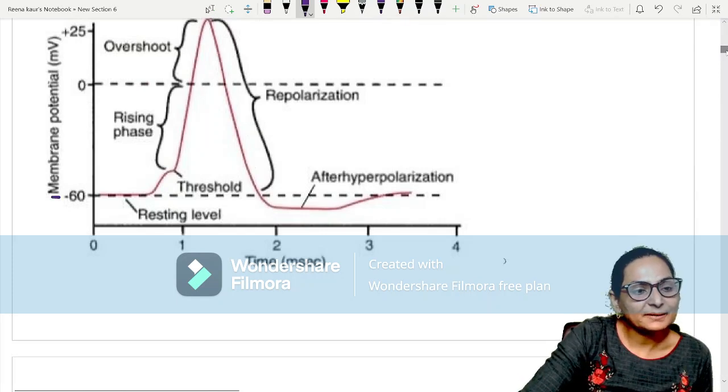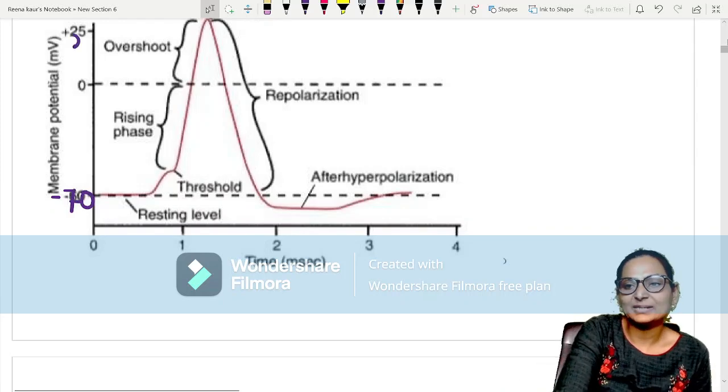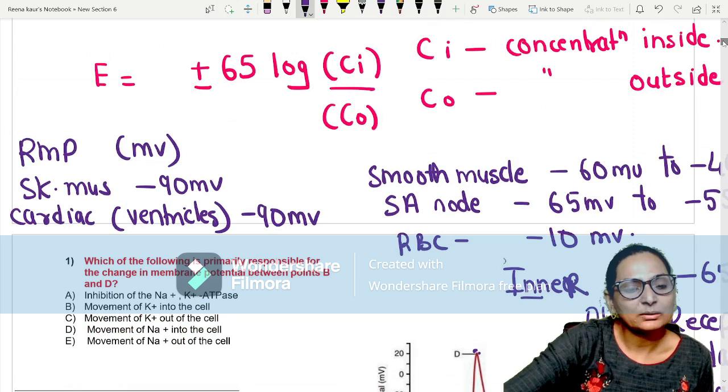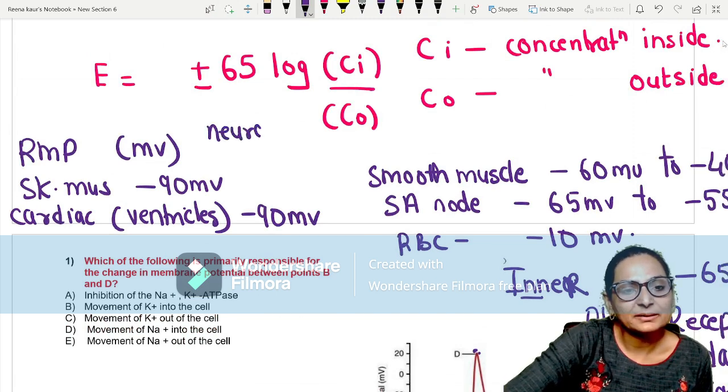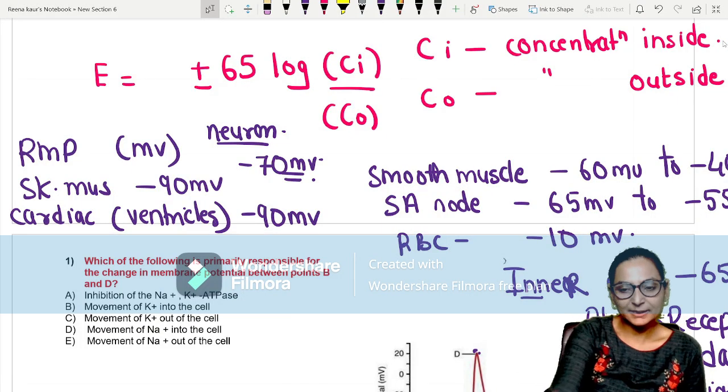Now let us take this minus 70 millivolts and plus 35. For example, it is a neuron. We did not write the RMP of the neuron. Just add on: neuron is minus 70 millivolts.